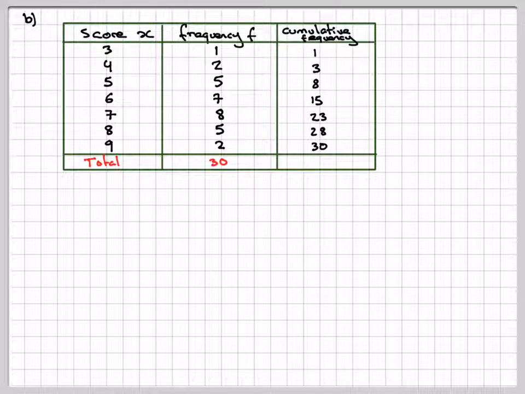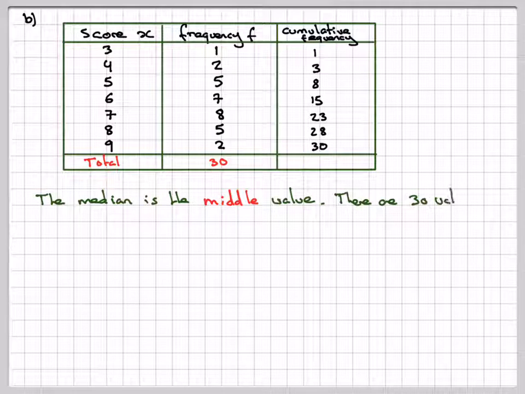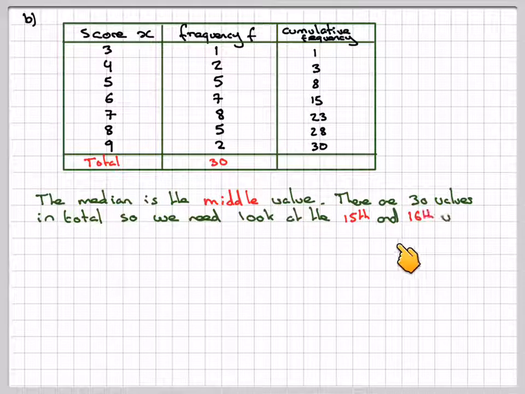Now for the median, you put the values in order of size. We're not going to write out 3 once and then 4 two times and a great big long list. It can actually be calculated just by looking at this cumulative frequency column. So the median is the middle value. Now we have 30 items, so the middle values are going to be the 15th value and the 16th value.